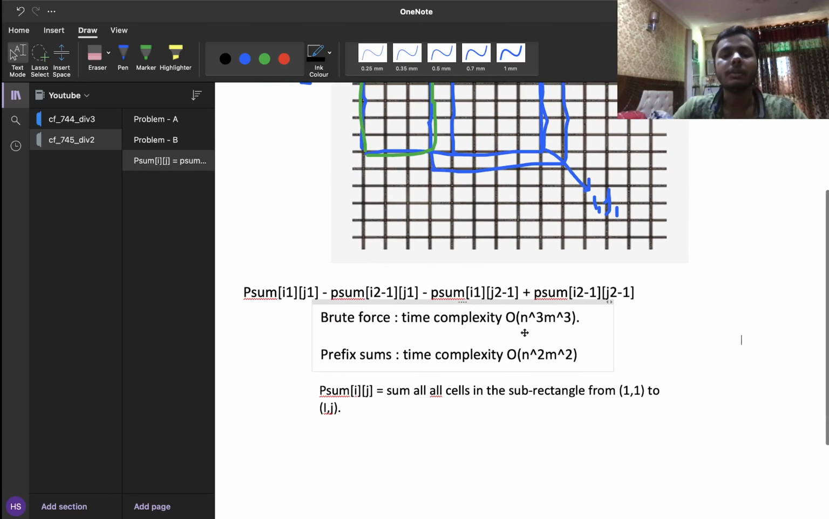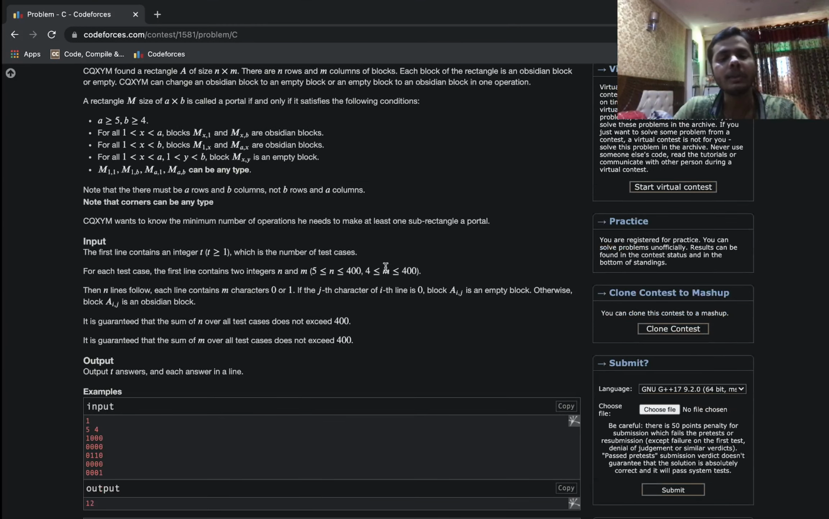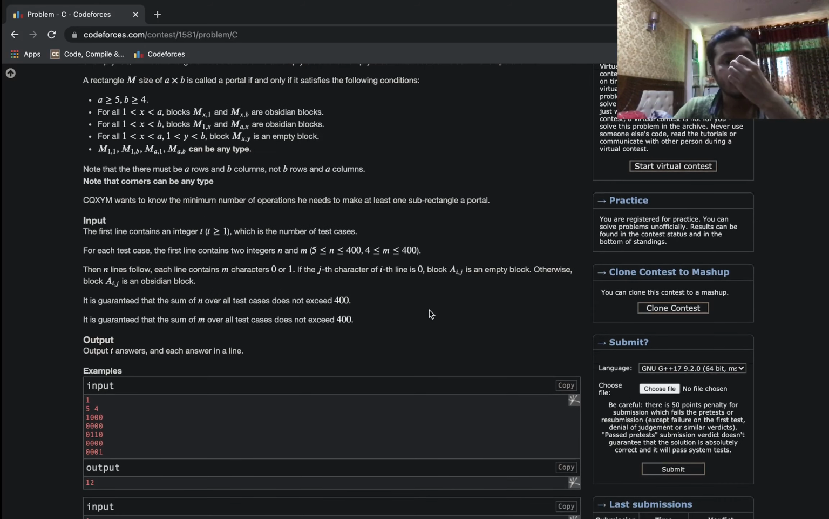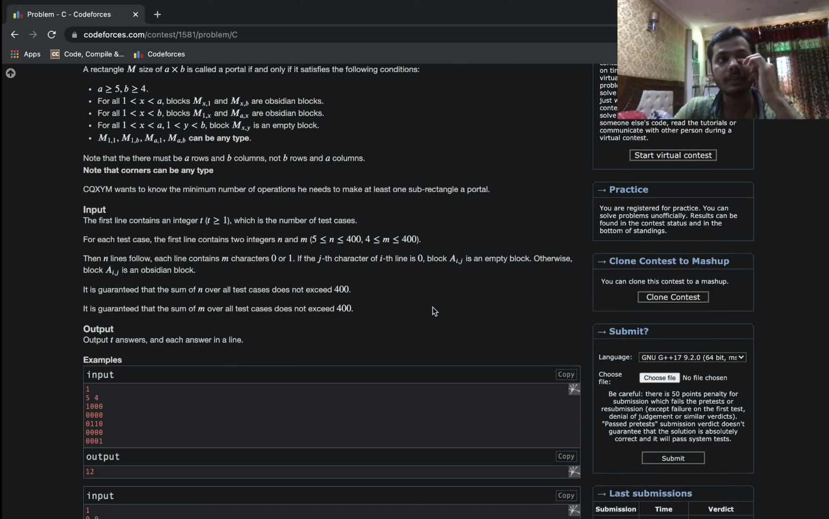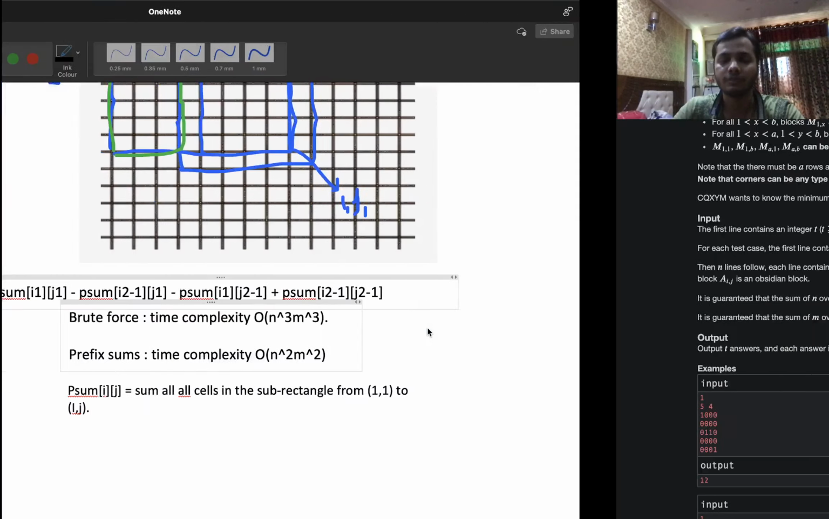So yeah, using prefix sums we have optimized our answer from O of n cube m cube to O of n square m square. Now let's again have a look at the constraints. So we can see that both n and m are up to 400. So an O of n square m square solution is definitely going to TLE here, right? So we need to find a way to further optimize it, right? So yeah, when neither prefix sums or anything else can help you, you always think of something like dynamic programming, right? So yeah, that is something which we are going to make use of.